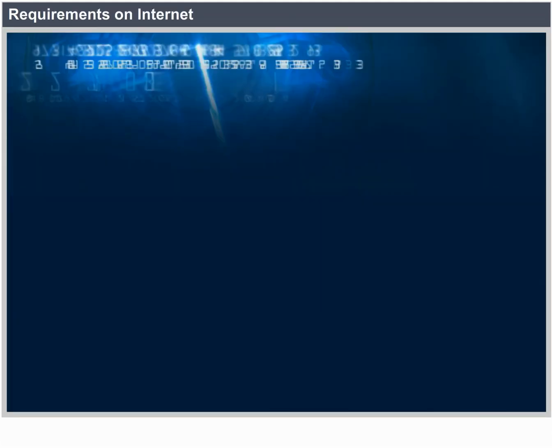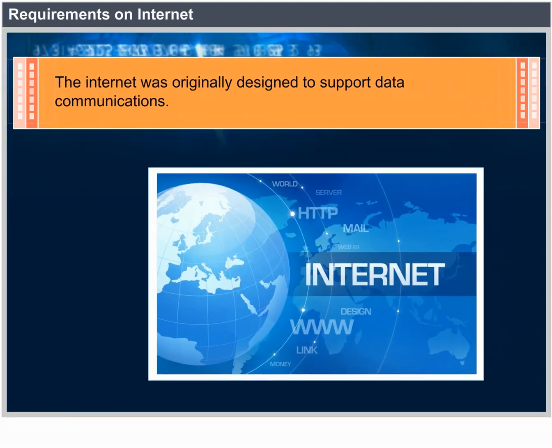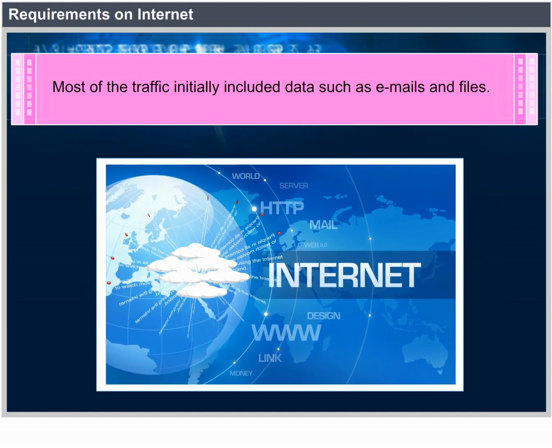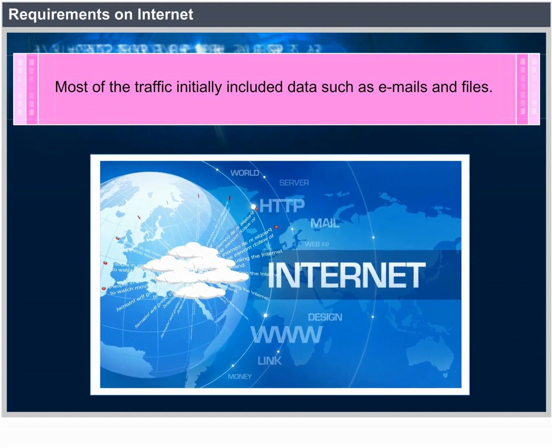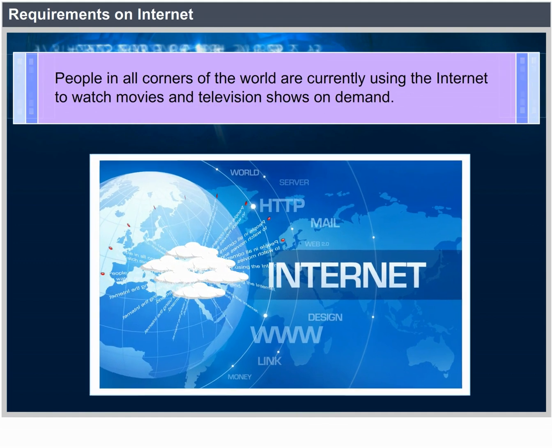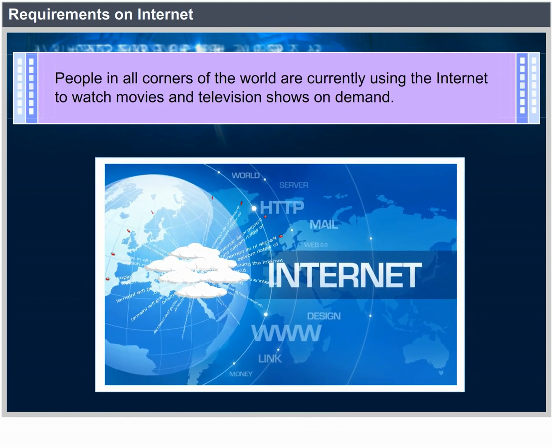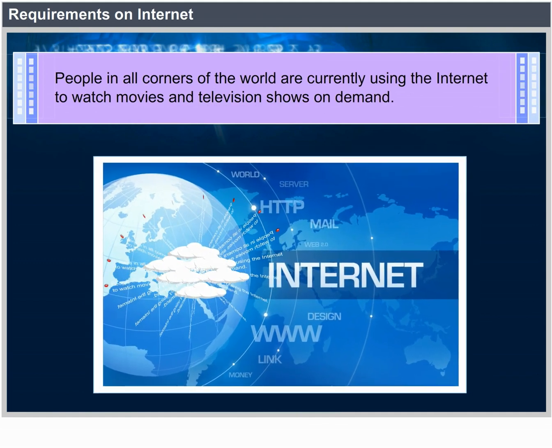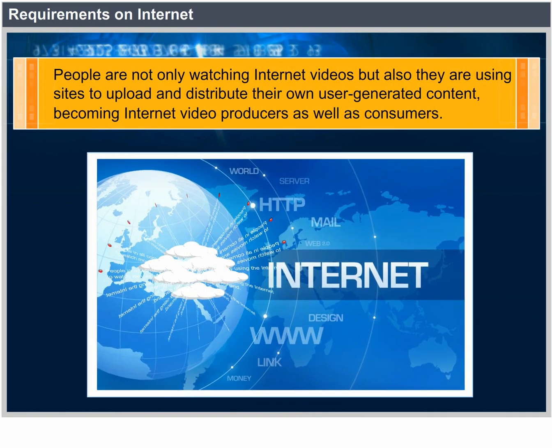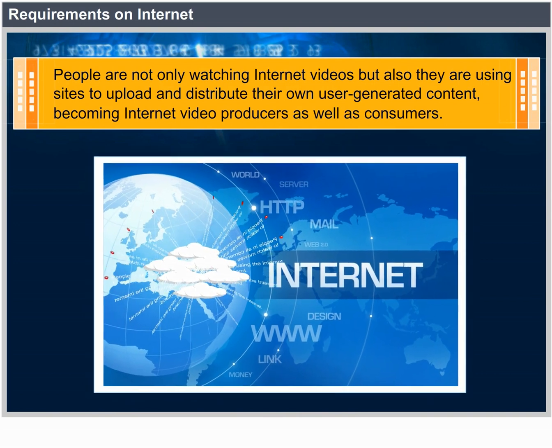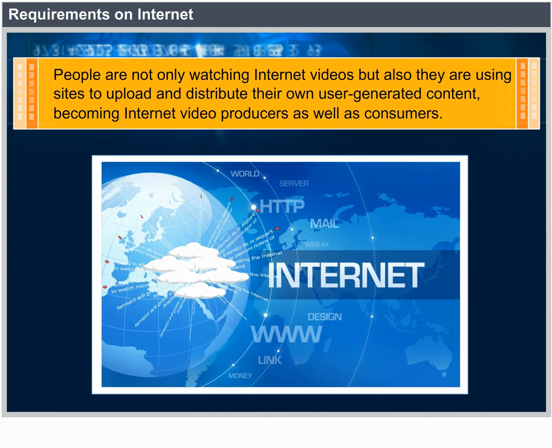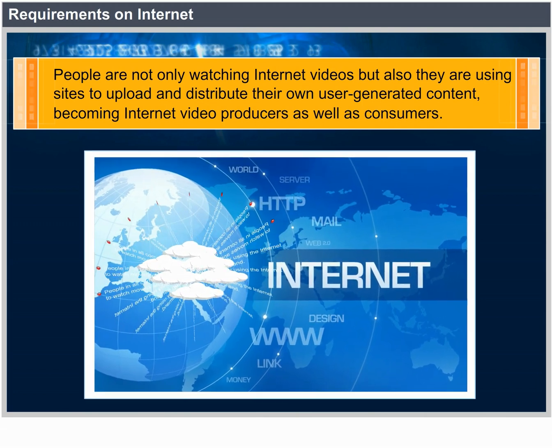Requirements on the Internet. The Internet was originally designed to support data communications. Most of the traffic initially included data such as emails and files. People in all corners of the world are currently using the Internet to watch movies and television shows on demand. People are not only watching Internet videos, they are using sites to upload and distribute their own user-generated content, becoming Internet video producers as well as consumers.